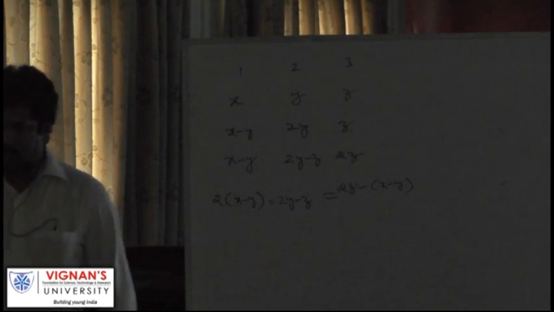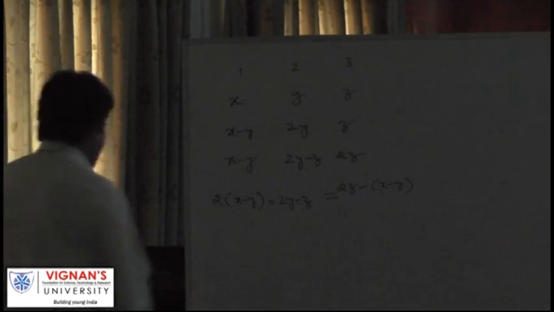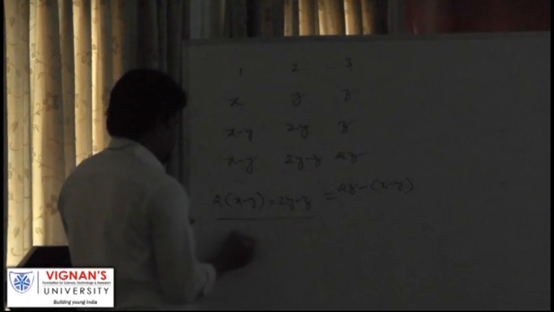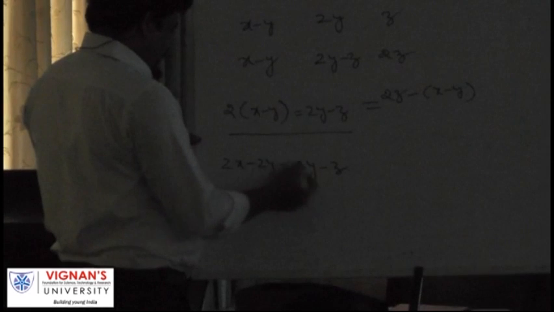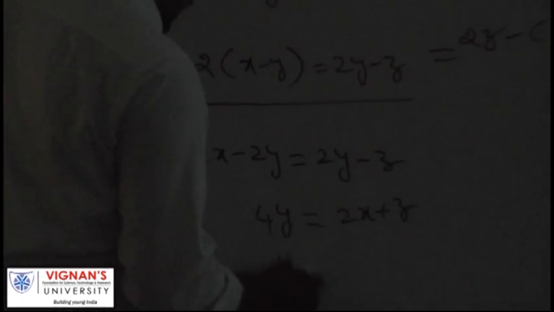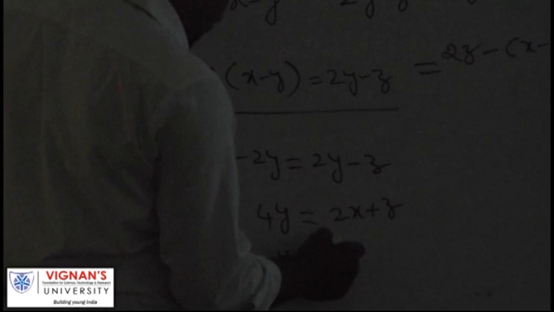Right? You want me to solve it for you? I'm taking these two. 2x minus 2y is equal to 2y minus z. So if I find out, 4y equals 2x plus z, or y value in terms of x and z is (2x plus z) by 4. Now I'm taking these two and substituting the y value.